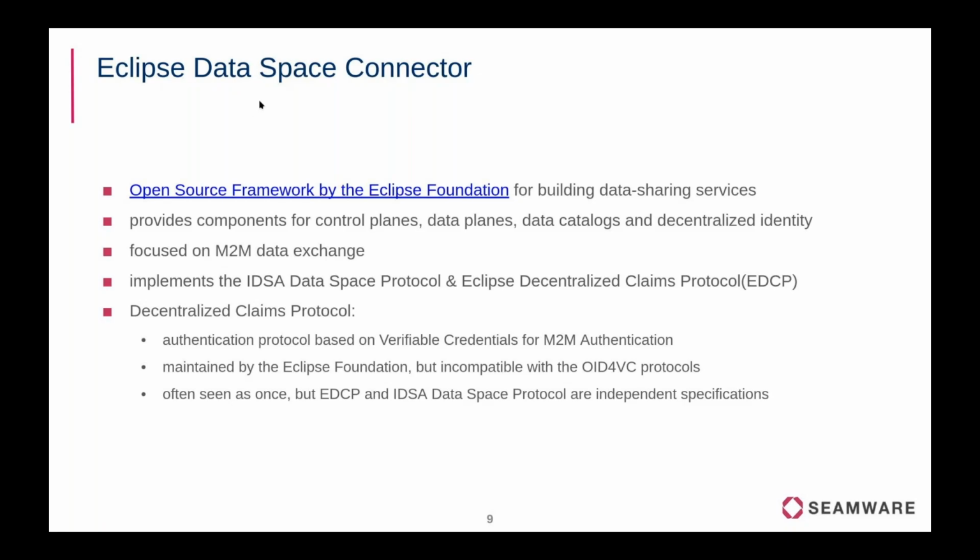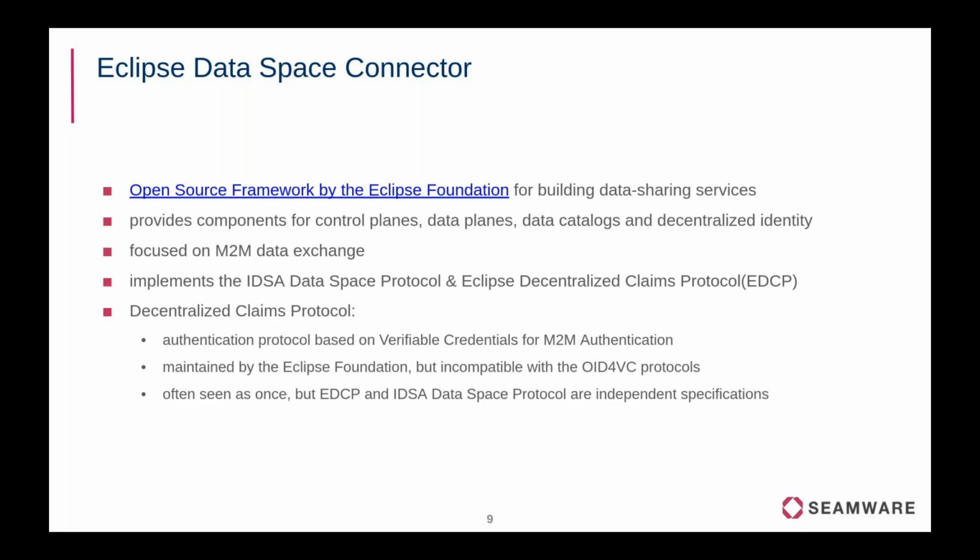The Decentralized Claims Protocol is an authentication protocol based on verifiable credentials for machine-to-machine authentication. That's important to know. The Decentralized Claims Protocol doesn't even try to do any human-to-machine interaction. So if you want to use the Eclipse Data Space Connector for human-to-machine, you need to use a different IAM framework. The Decentralized Claims Protocol is maintained by the Eclipse Foundation, but one drawback is that it is incompatible with the OpenID for verifiable credentials protocols.